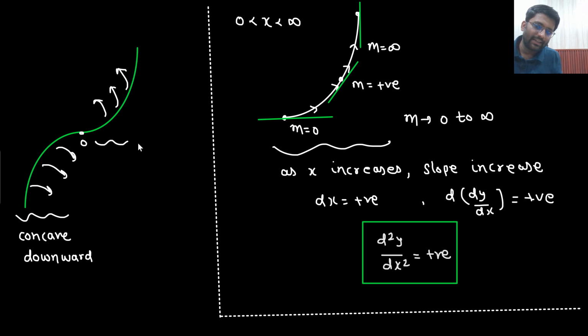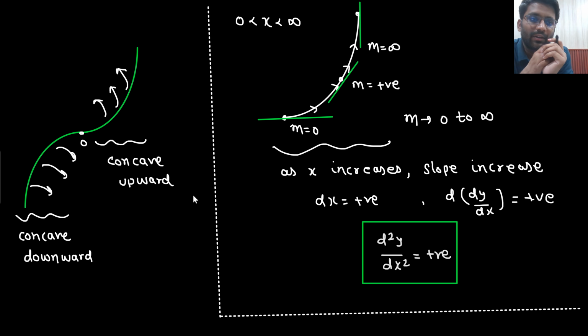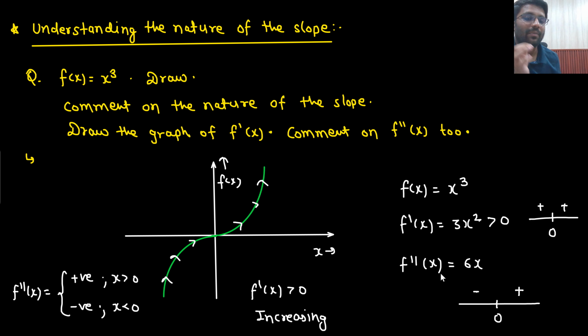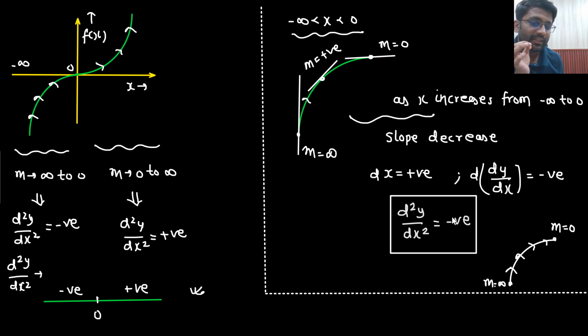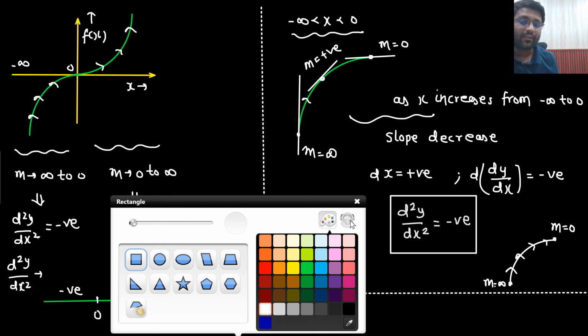And after that this graph is known as concave upward. They are looking upward, no? Concave upward. So for x greater than 0, the graph is concave upward. For x less than 0, the graph is concave downward. So graph is changing its concavity at x equals to 0. So the change in concavity is given by d2y by dx2, not by dy by dx.